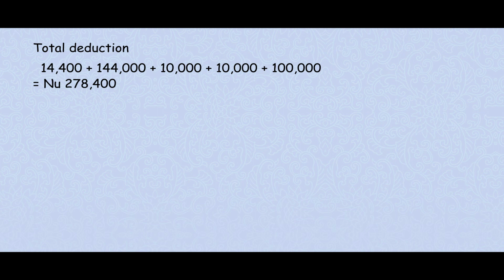But we are asked to find the total deduction. Therefore, total deduction is the addition of all the deductions. 14,400, that is rental income, plus rental loan 144,000, plus dividend deduction 10,000, plus life insurance deduction 10,000, plus education allowance 100,000. It gives a total of 278,400. Therefore, he can deduct Nu 278,000 from his net taxable income.